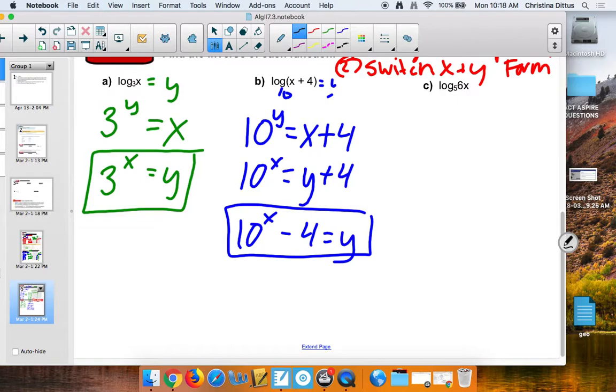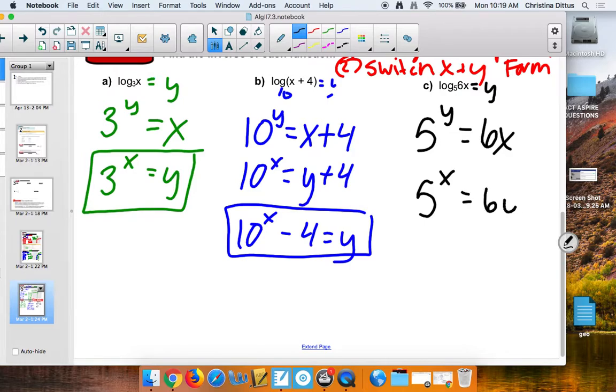Okay, log base 5 of x equals 6x. What's the first thing I do? Set it equal to y. Next thing I do? Put it in exponent form. 5 to the y equals 6x. Flip x and y. Does that mean this becomes 5 to the 6x? No. Just 5 to the x equals 6y. Divide by what? 6. So I have 5 to the x power divided by 6 equals y.